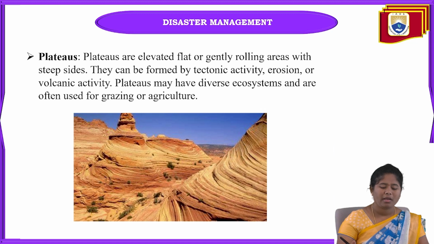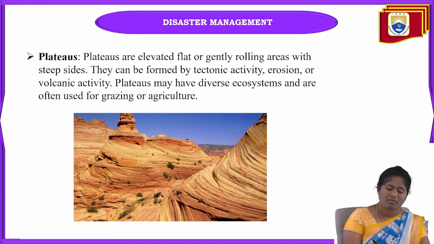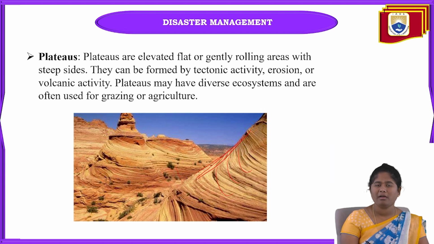Coming to the next one, that is plateaus. What is meant by plateaus? It is an elevated flat area or gently rolling area which has steep sides. Here you can see the steep side. It can be formed by tectonic actions, erosion, or volcanic activity. Plateaus are formed mainly due to volcanic activities. When a volcano erupts, the magma lava forms these types of rocks.